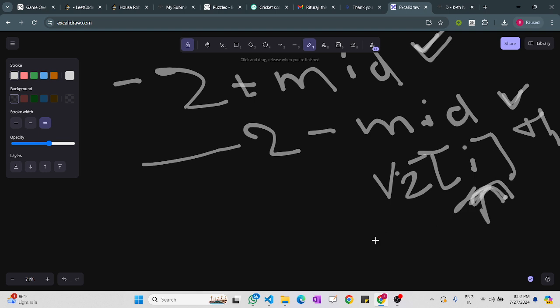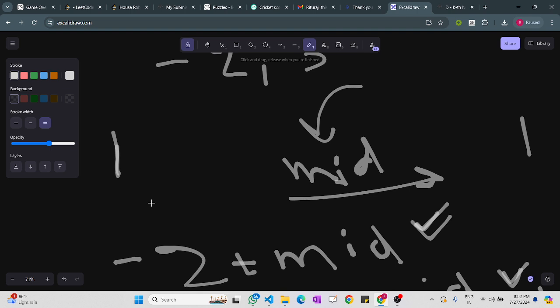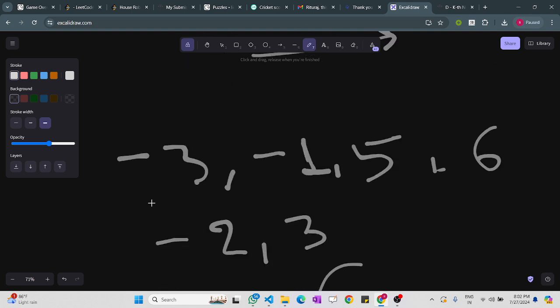So we will just do this: whatever numbers are coming in this range must be greater than or equal to v2 of i, then that might be the answer, and then we will search for a smaller interval. So we can dry run on this test case, and then we will get what I am telling.